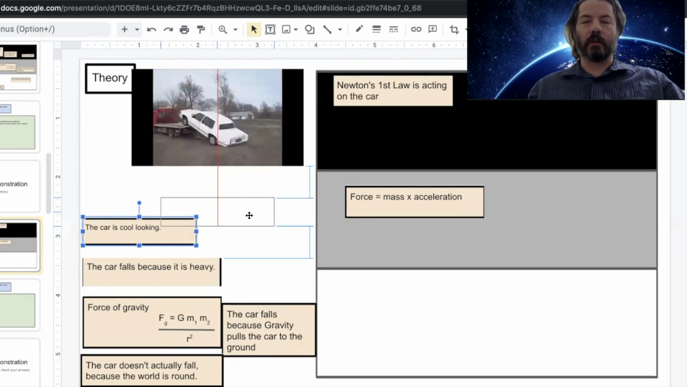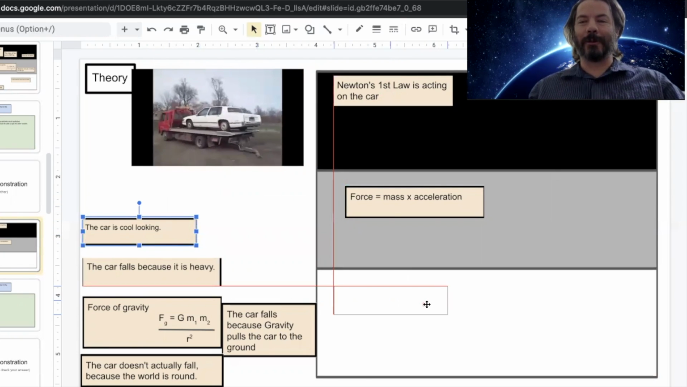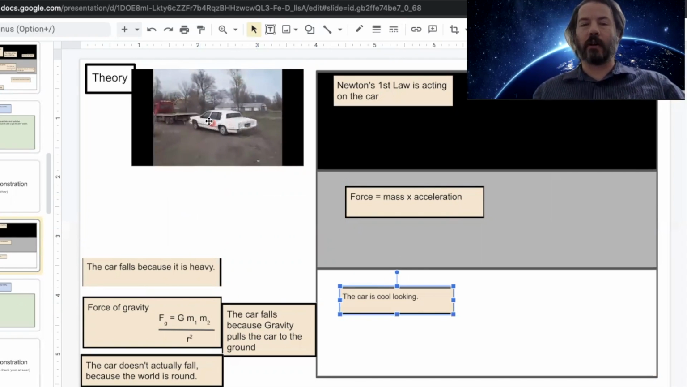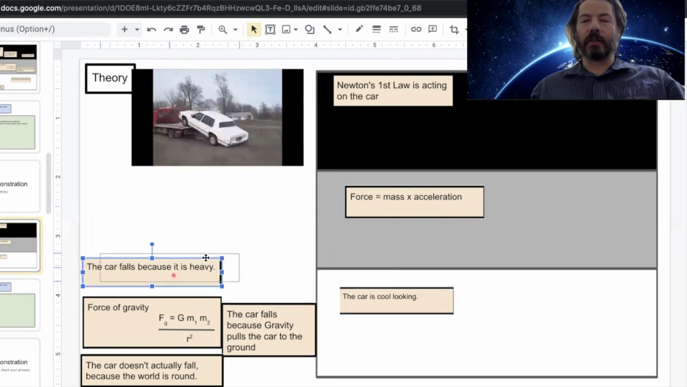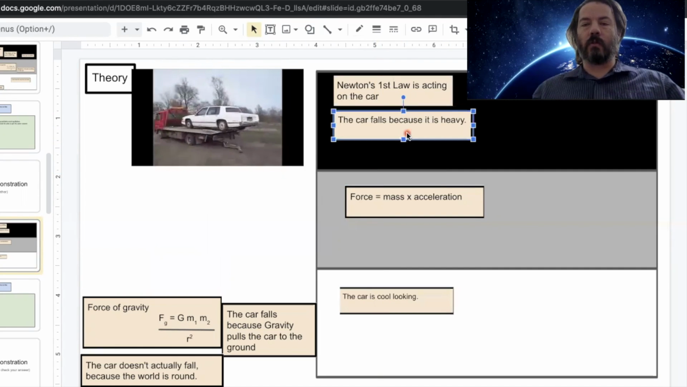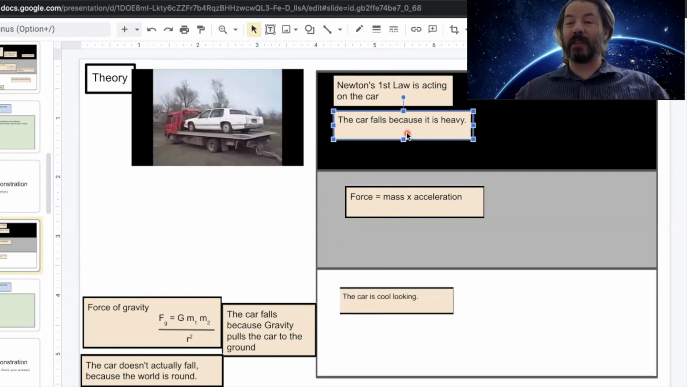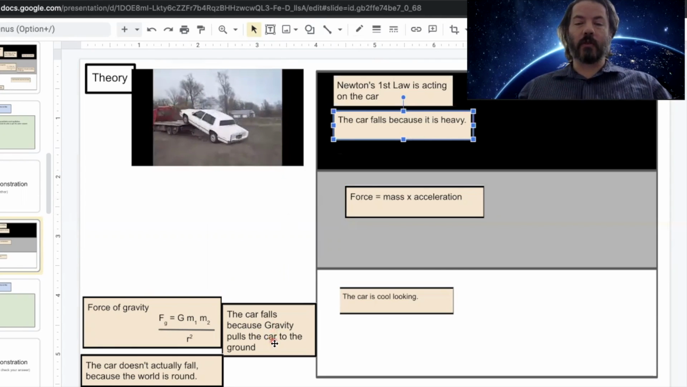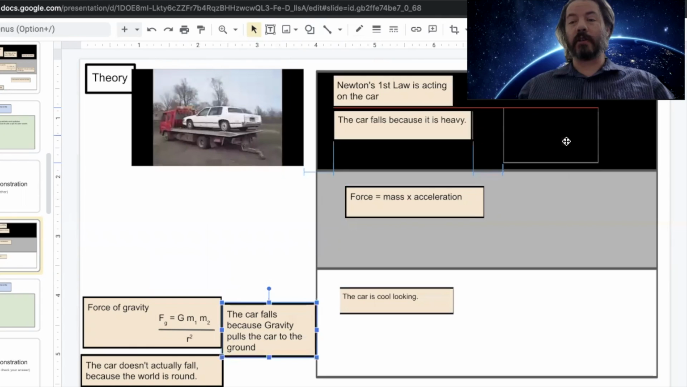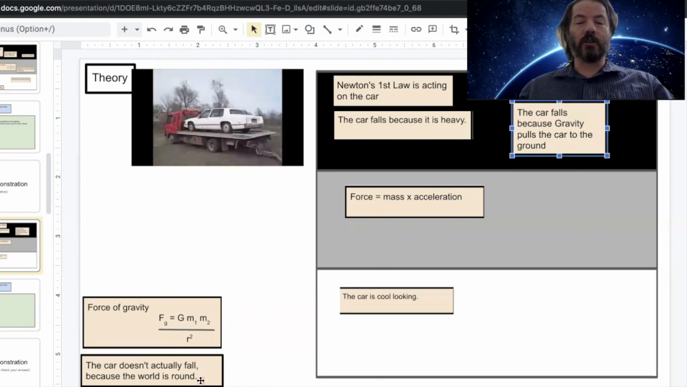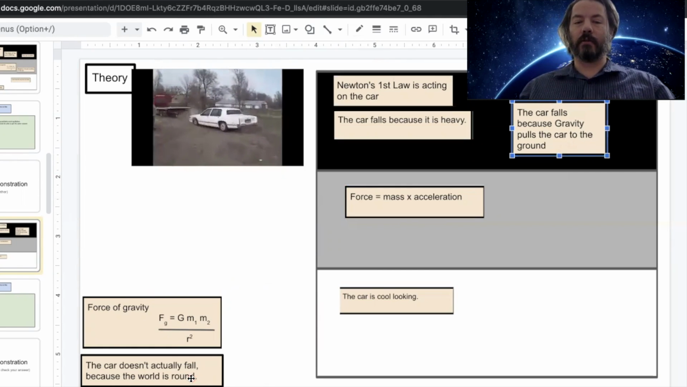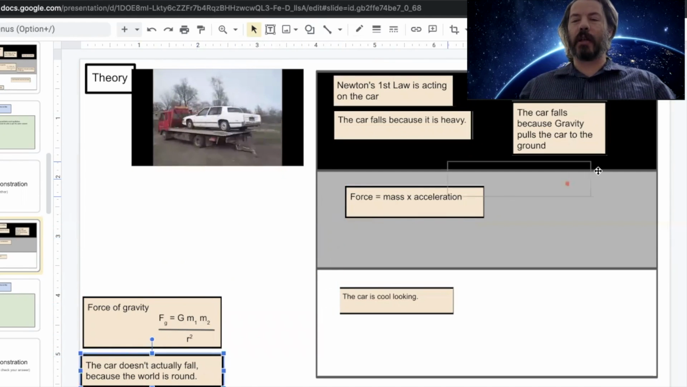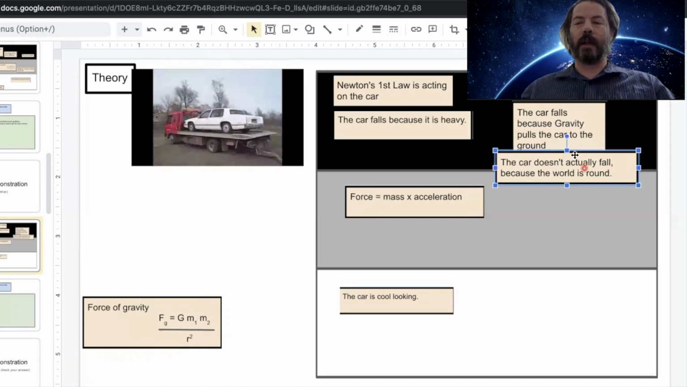The car is cool looking. Well, we could definitely argue whether it's cool looking or not. That's definitely an opinion, and it doesn't have anything to do with what's actually happening to the car in the image. The car falls because it's heavy. Okay, well, we might have to argue about what we think about heavy, but does that explain what might be happening? Absolutely, so I'm going to put it. The car falls because gravity pulls the car to the ground. Well, that's also an explanation. Okay, the car doesn't actually fall because the world is round. Okay, so now that one sounds like an explanation. Okay, so I'm going to put it up there, but I have a question mark with that one.